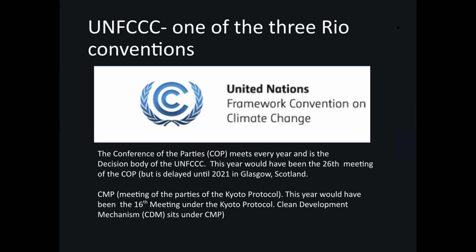The UNFCCC, the United Nations Framework Convention on Climate Change, is one of the 3 Rio conventions set up in the UN in 1992. So this year will be the 26th meeting of the Conference of the Parties, which parties is country in UN terms. That means all the countries get together. They're actually skipping this year and they will meet in 2021.